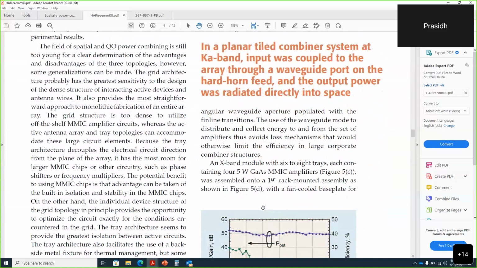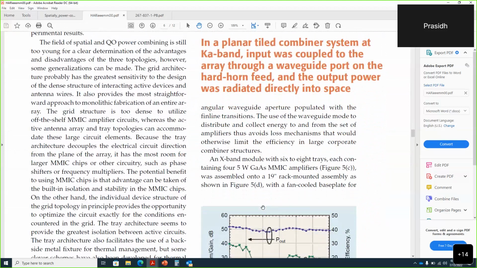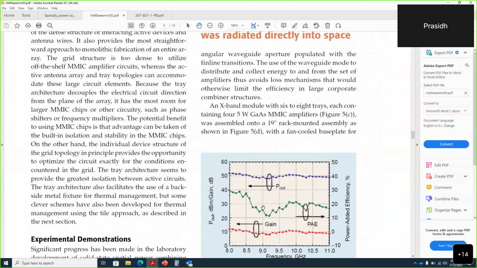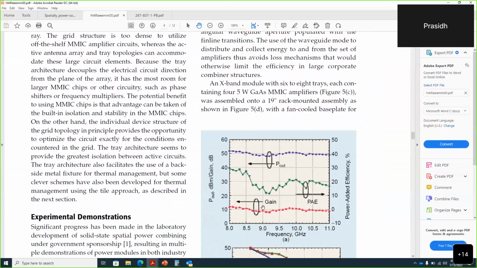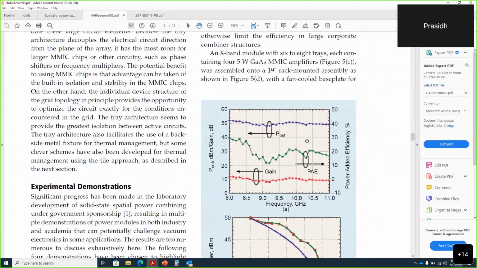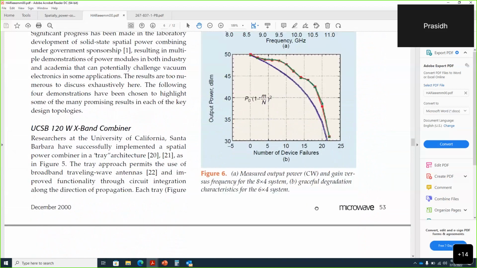Overall, they've experimented with this in multiple bands. The lowest band has been X band. That's where they've been able to achieve an output power of 20 watts, each with a 5 watt gallium arsenide MMIC amplifier.